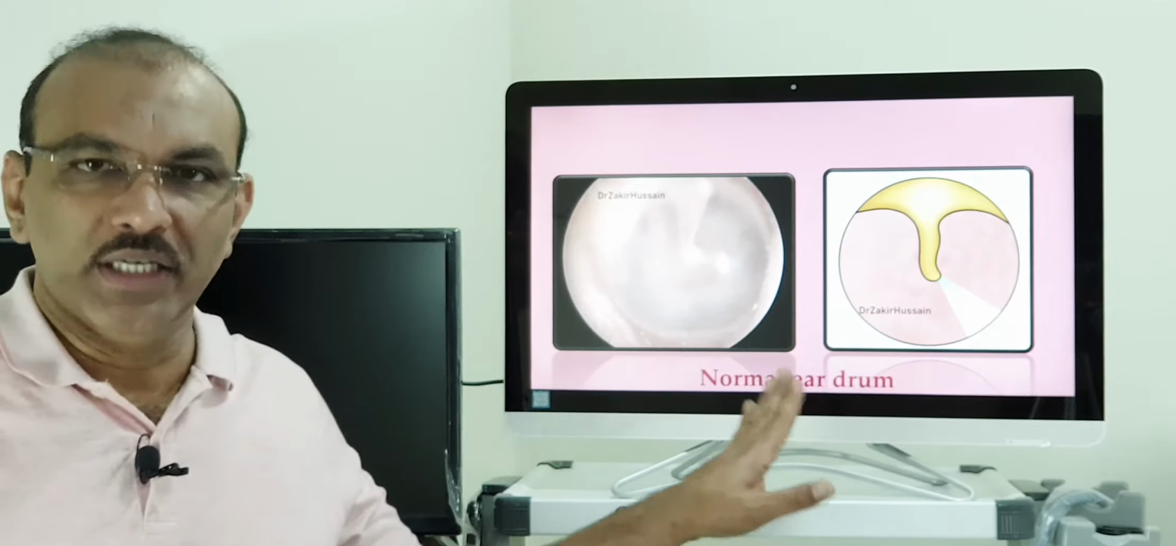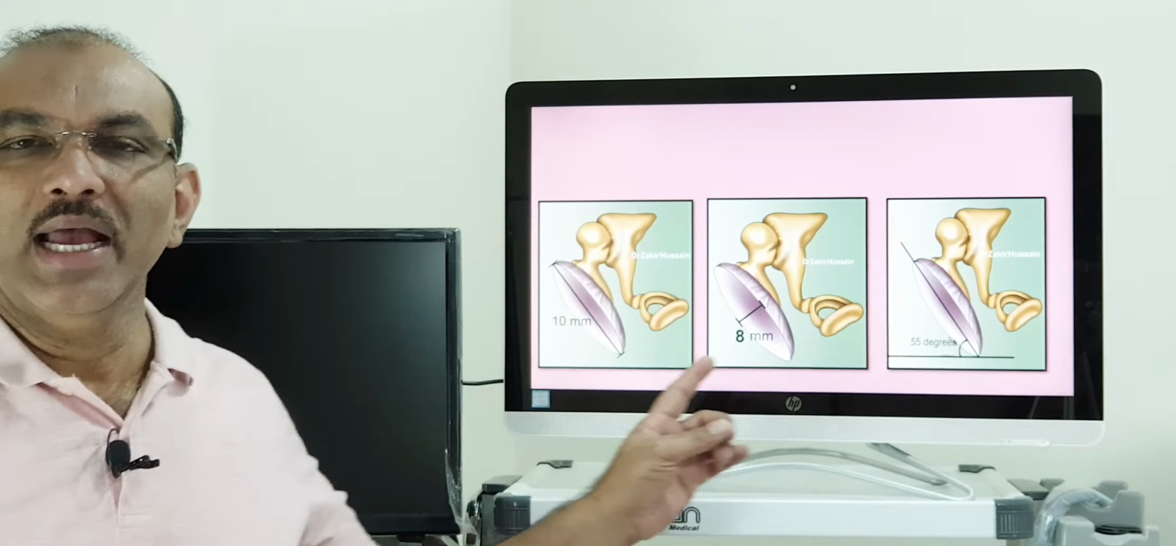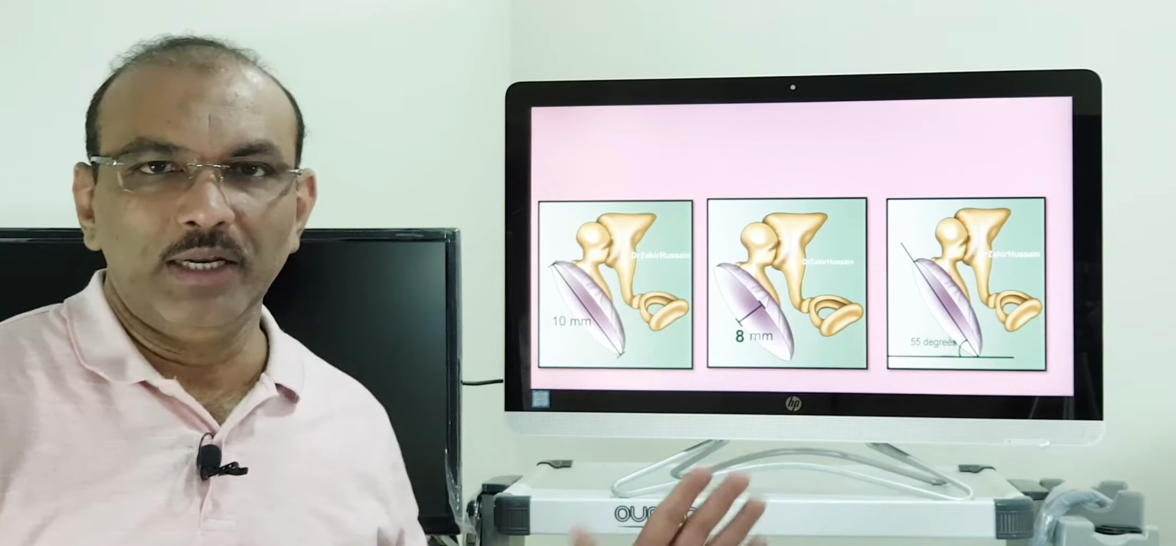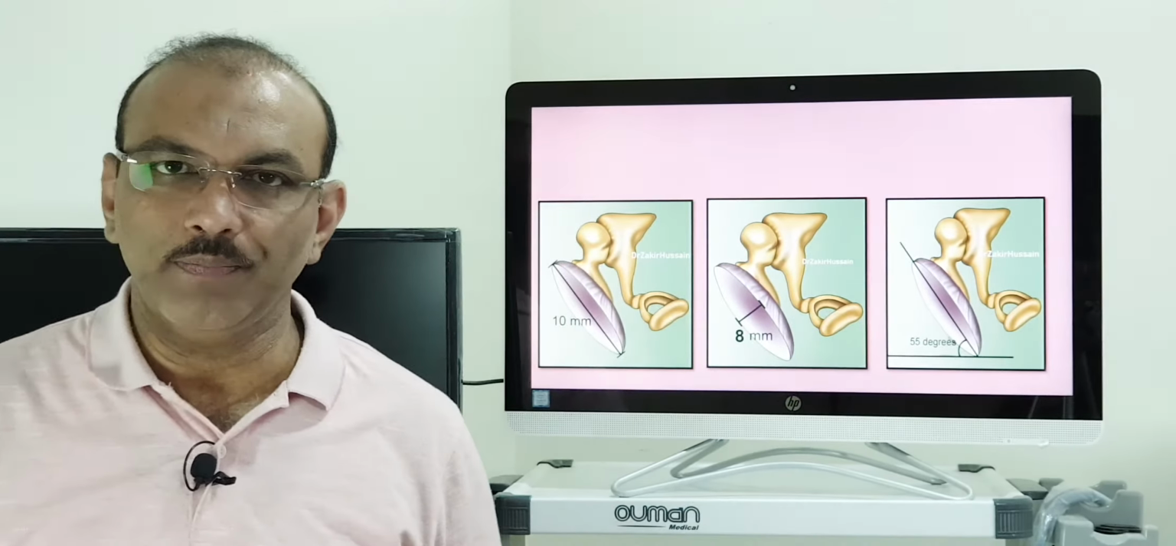Now, the eardrum can be divided into two parts. Before that, let me tell you about the dimensions. The eardrum is approximately 1 centimeter only. To be specific, the height is 10 millimeter and the diameter is 8 millimeter. It is not exactly round. And the angulation is not 90 degrees, it is oblique, like how I have depicted in this diagram. It is approximately 55 degrees angled.